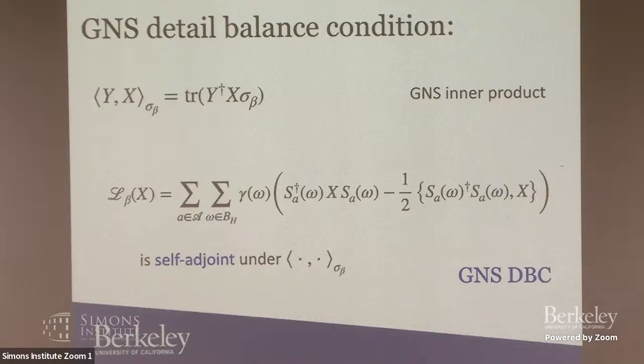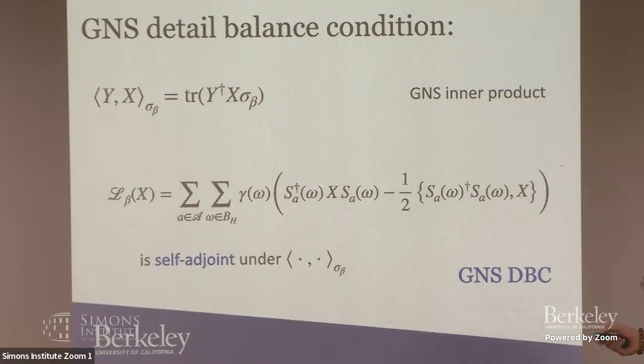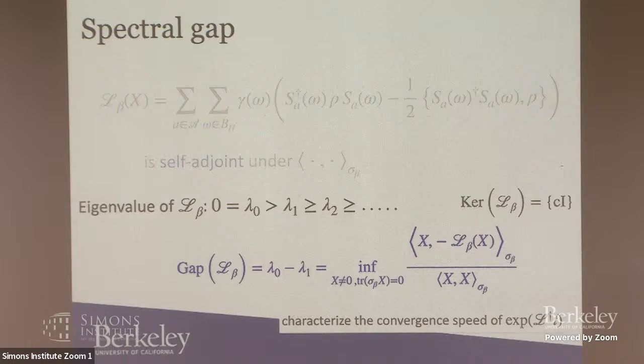We can show that the Davies generator satisfies something called the GNS detailed balance condition. Basically, this means that when we consider the Davies generator acting on the observable space, it is a self-adjoint operator with respect to the GNS inner product. This is one definition of the GNS detailed balance condition. Since this is a self-adjoint operator, we can calculate its eigenvalues. We can show that all of its eigenvalues are real and non-negative. Then we define the spectral gap of the Davies generator as lambda_0 minus lambda_1. The spectral gap can help us characterize the convergence speed of the Lindblad dynamics.